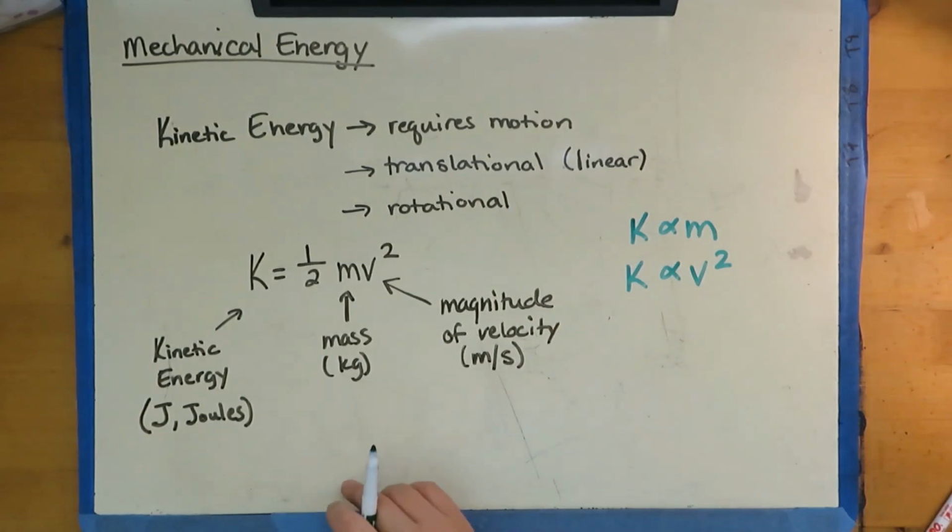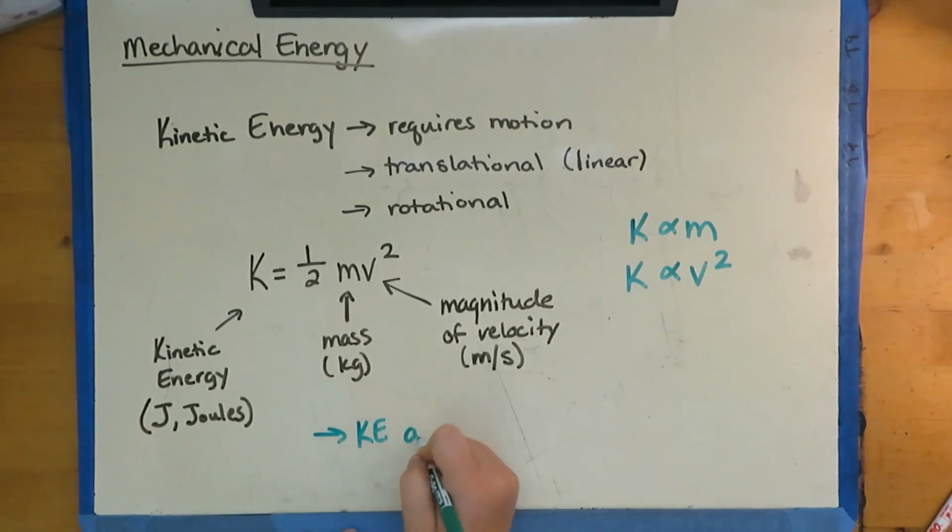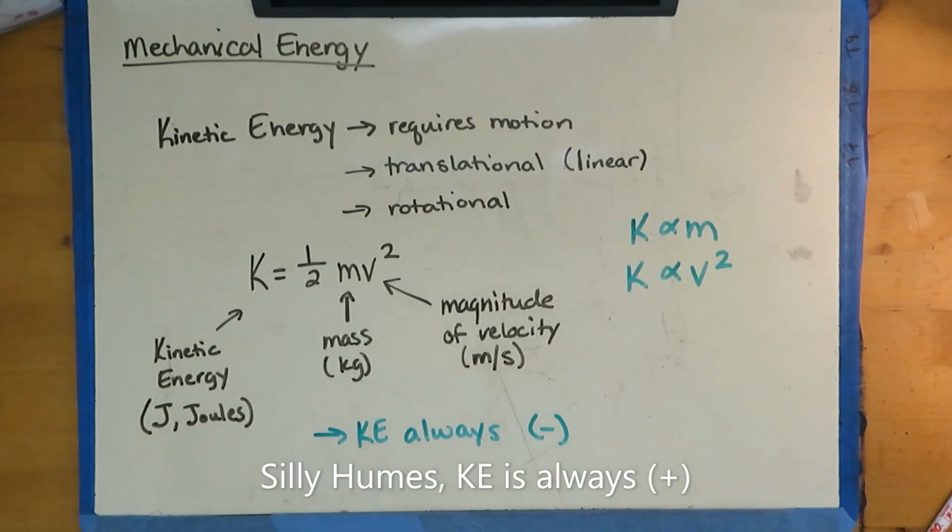So another thing this tells us is because mass is a scalar value and is always a positive scalar value, and velocity is squared, this tells us that our kinetic energy is always positive. It can never be negative. You can never have negative kinetic energy.